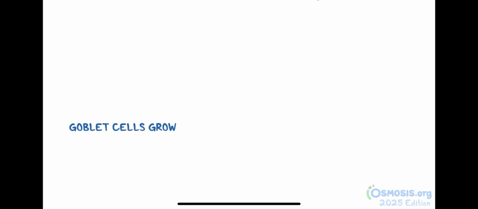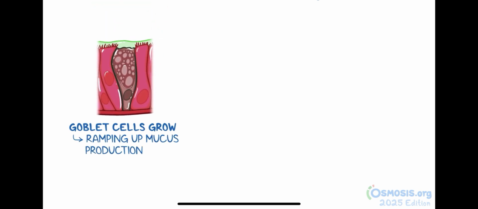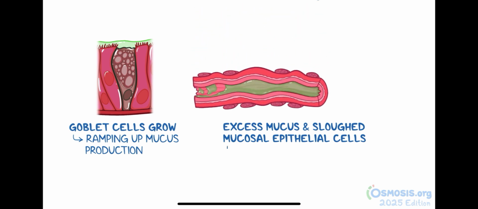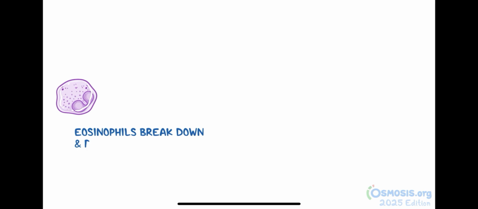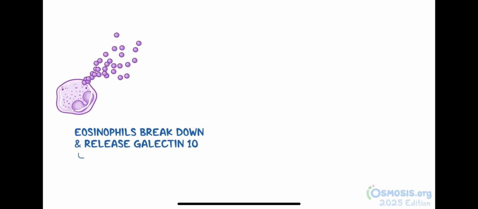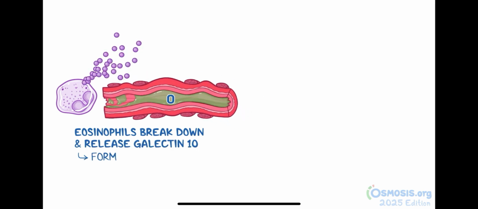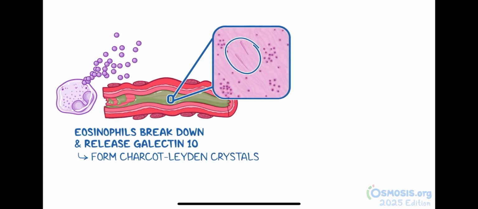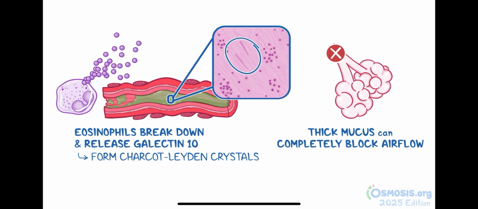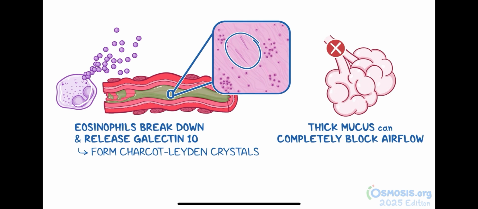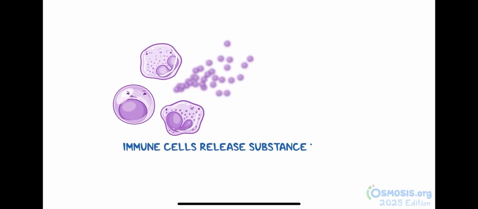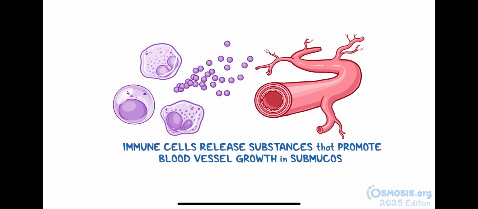Goblet cells also grow in size, ramping up mucus production. The excess mucus and sloughed mucosal epithelial cells can form thick plugs known as Kirschmann spirals. Next, as eosinophils break down, they release a protein called galectin-10, which forms needle-like crystals in the mucus called Charcot-Leyden crystals. In severe cases, thick mucus can completely block airflow, trapping air inside the alveoli and causing them to overinflate like tiny balloons. Finally, immune cells release substances that promote blood vessel growth in the submucosa.